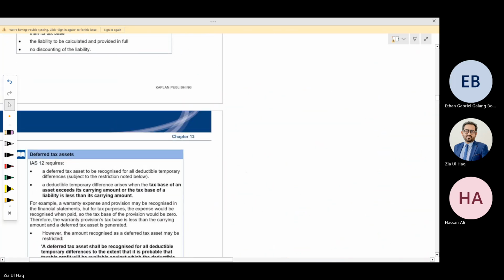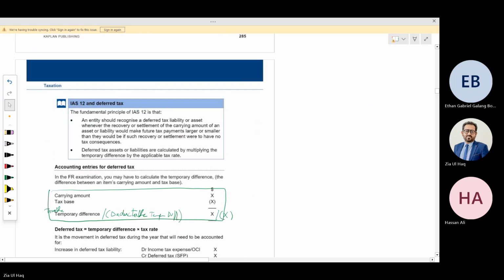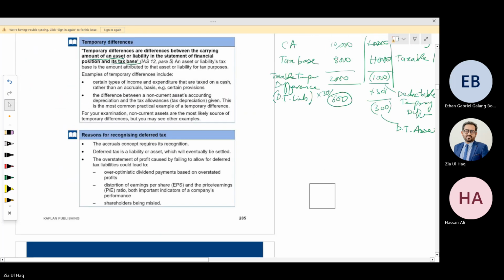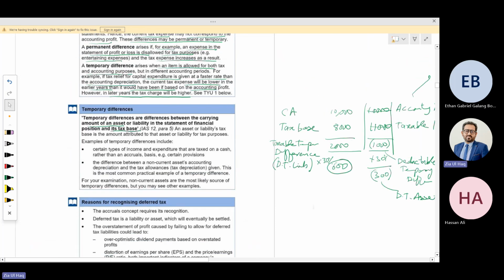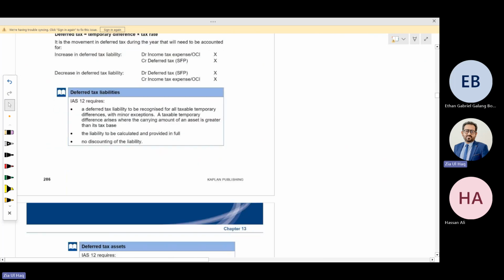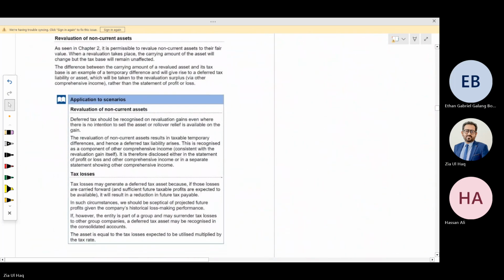Okay, let's move forward. Reason, what is temporary difference, what is permanent difference, leave it. Let's move up.